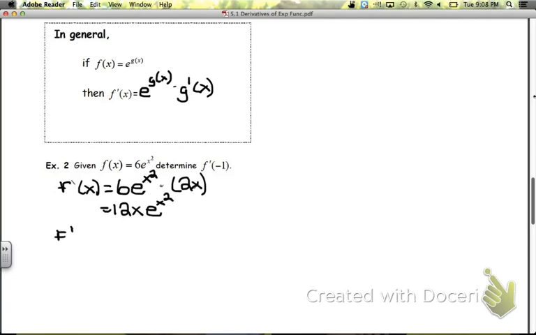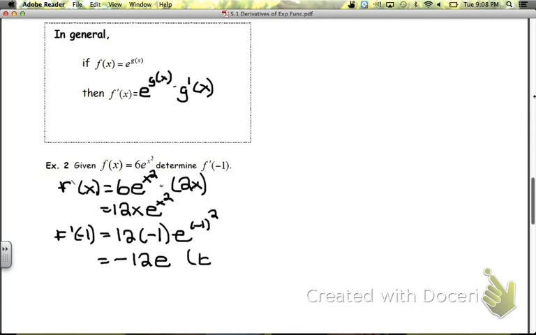Now we need to find what f prime of x is equal to at -1. So we're going to sub in -1 here. So e to the power of -1 squared, 12 times -1 is just -12. E to the power of -1 squared is just e to the 1, so it's just going to be -12e.